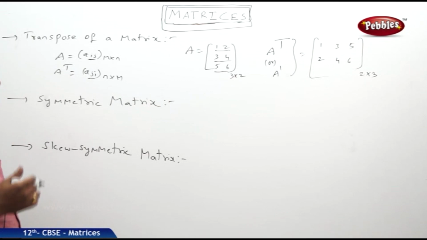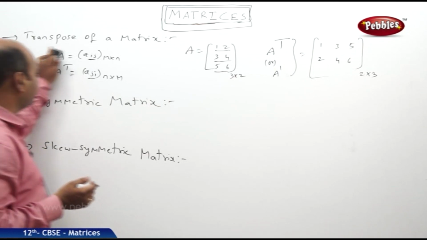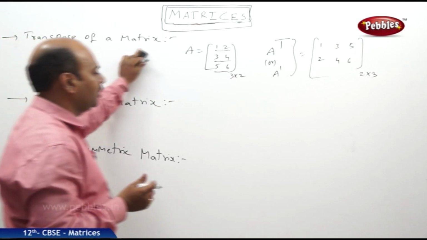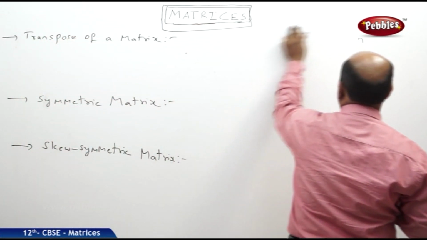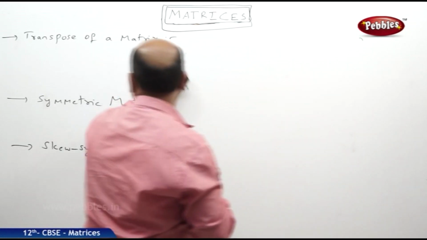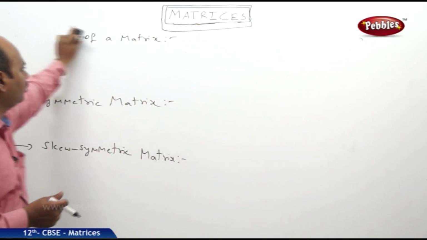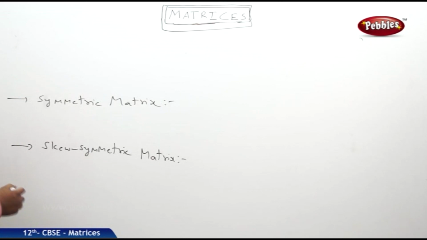In simple words, what do you mean by transpose of a matrix? Interchange of rows into columns and columns into rows is known as the transpose of a matrix. So I think you are clear with the definition of the transpose of a matrix.